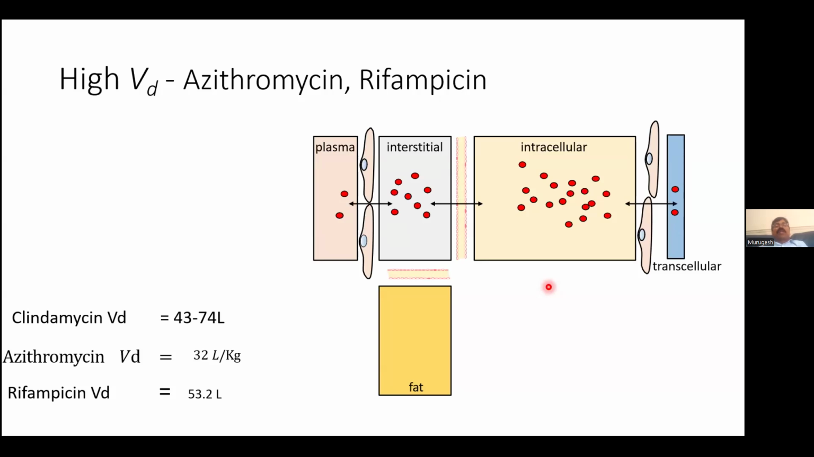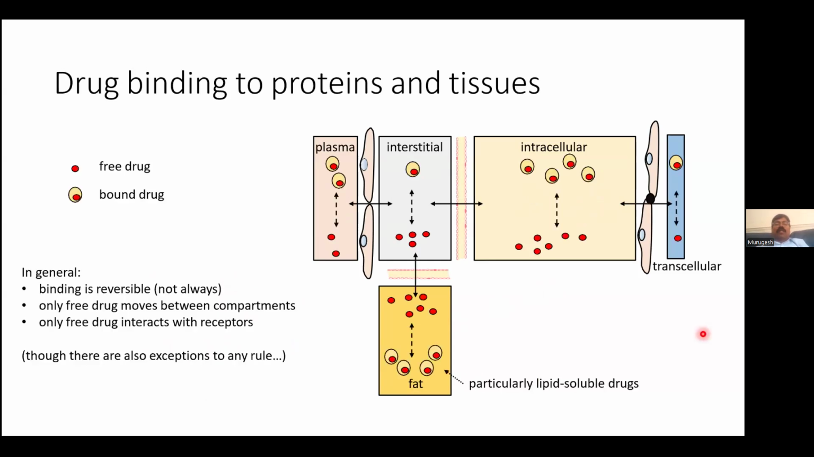So what are the antibiotics with high volume of distribution? Azithromycin and rifampicin. Azithromycin is very useful especially for intracellular infections because it goes intracellular. As you can see here, its volume of distribution is 40, so it is beyond 15, and these antibiotics will be helpful for us. Rifampicin is 53.2. Likewise, using volume of distribution, you can predict whether our antibiotic will work in intracellular infections.